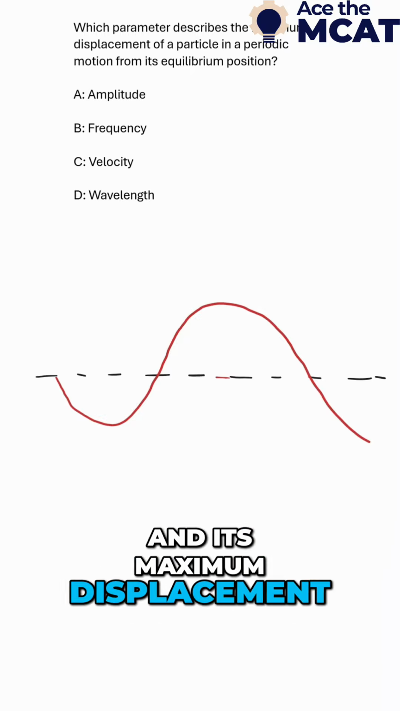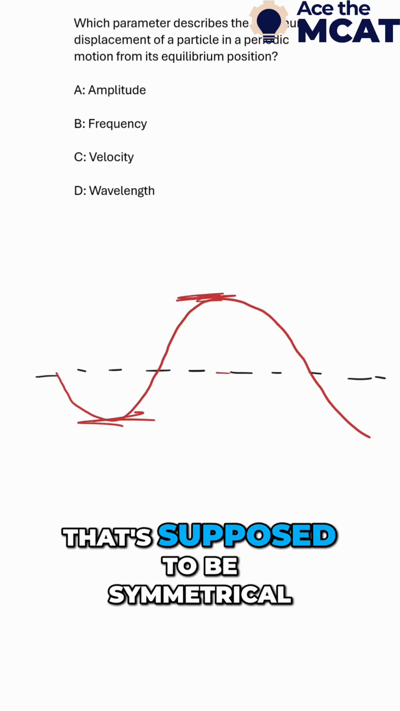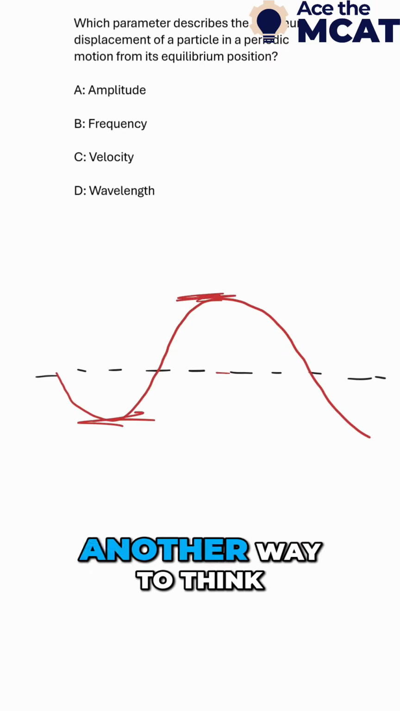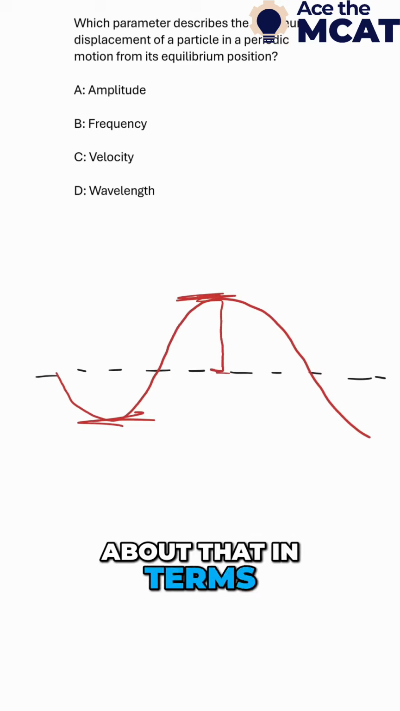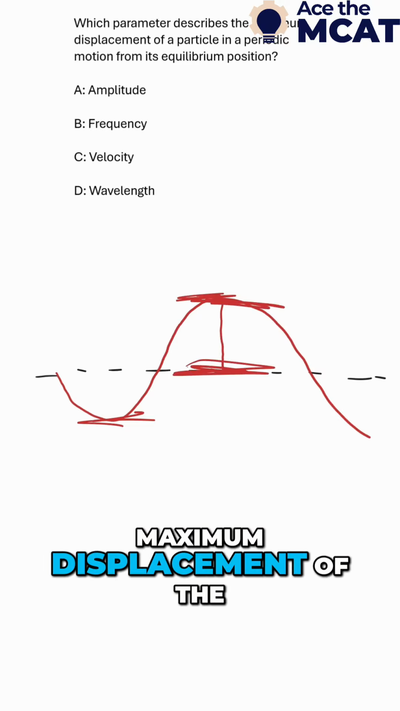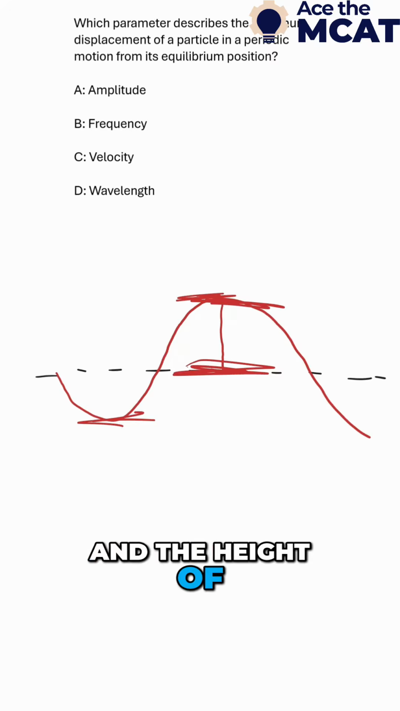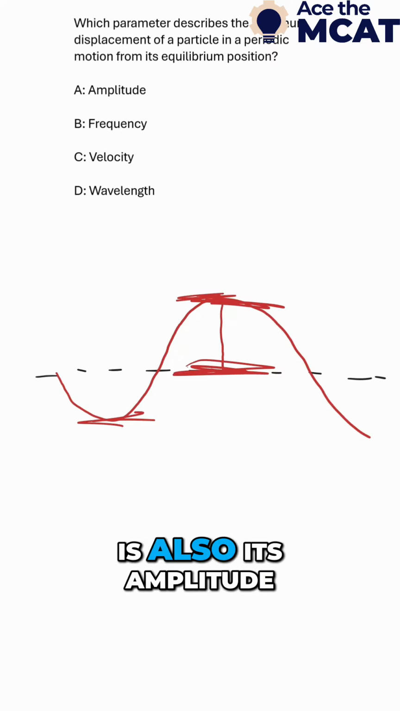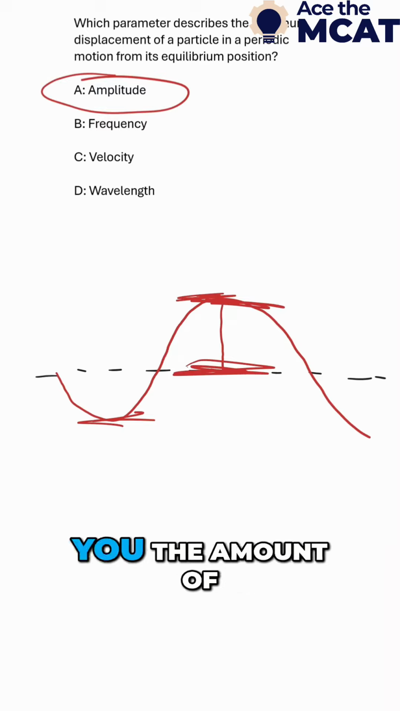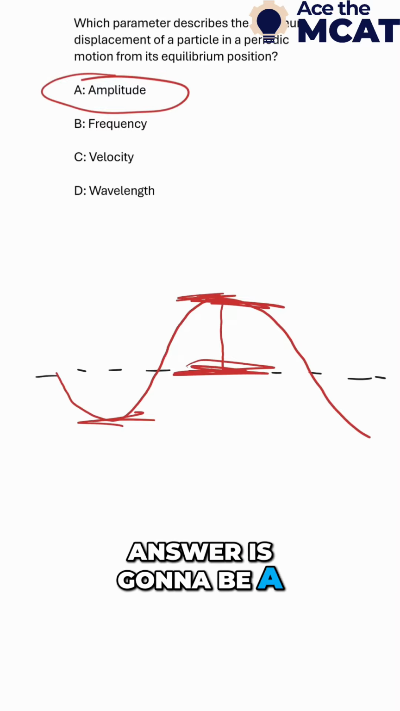And its maximum displacement, of course, is going to be either here or here, right? That's supposed to be symmetrical. My drawing is not very good. Another way to think about that is in terms of the height of the wave, right? So the height of the wave is the maximum displacement of the particle or of the wave from its equilibrium position. And the height of a wave, hopefully you recognize, is also its amplitude, right? And that also tells you the amount of energy that the wave has. And so the correct answer is going to be A, amplitude.